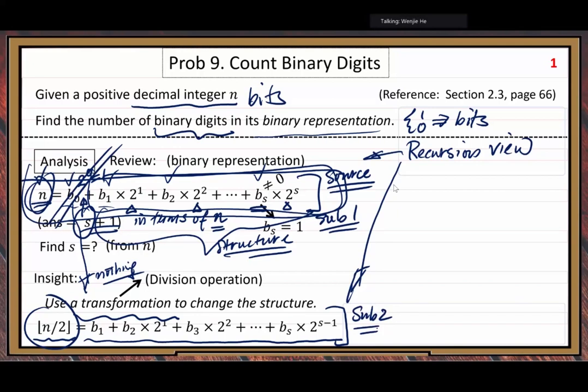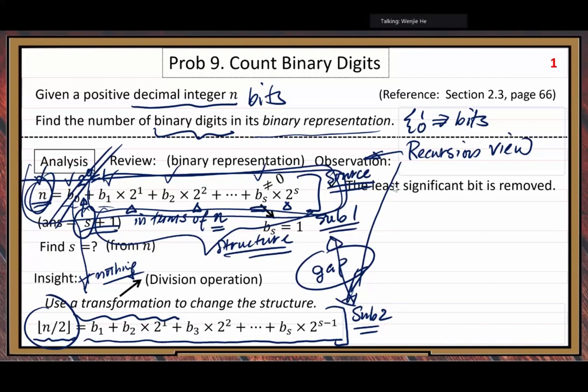Now there is a gap, right? There is a gap between these two subproblems. Now we want to find a recursive formula to connect these two subproblems. So that's the basic thinking. Observation.